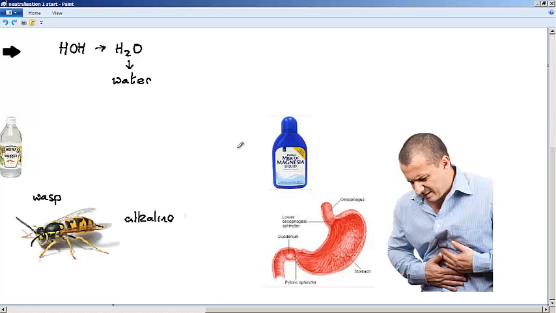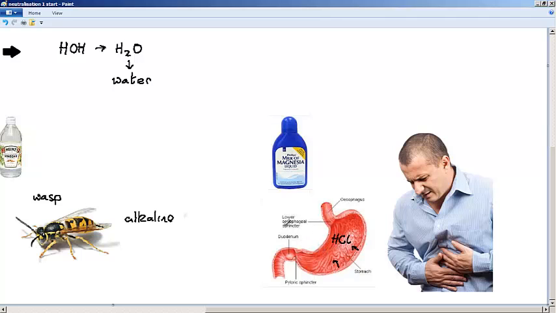Now, neutralization reactions are also useful for curing acid indigestion. When we digest food, our stomach lining introduces an acid into the stomach. In fact, that acid is hydrochloric acid, so it's quite a strong acid. And if we eat too much food, particularly meat, then we make our stomach work overtime, and it produces too much acid, and that can produce very uncomfortable, unpleasant feelings.